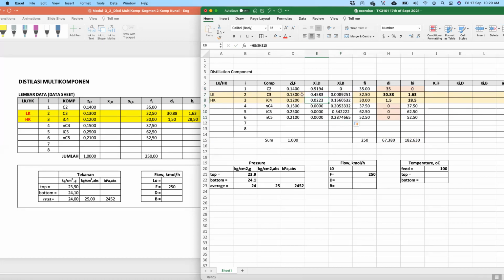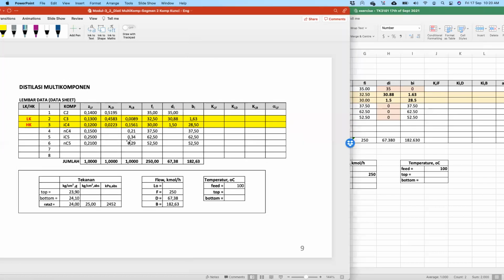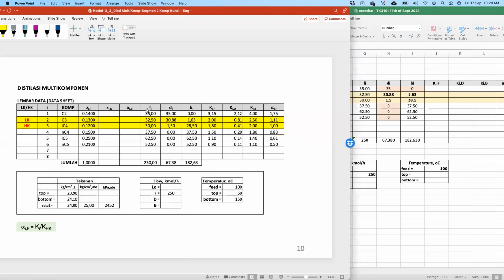Okay, so all of those numbers there, the ones that are right may be only the heavy key and the light key, but the others would be an assumption. To check it, let's sum it up. There. Okay, so here your mass balance is finished. We put the distillate up to here, and then we have those compositions.